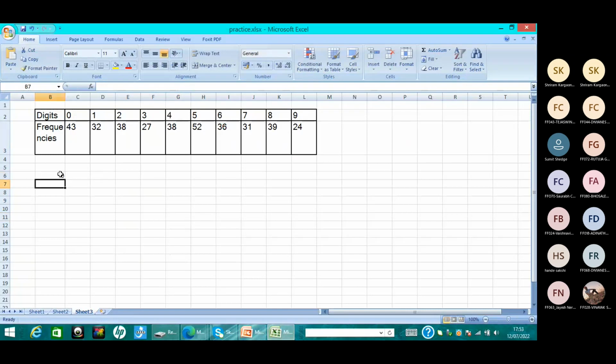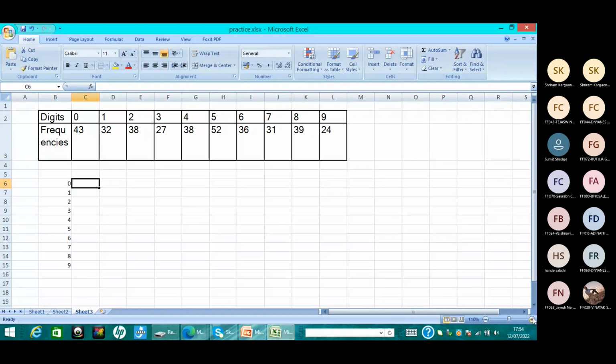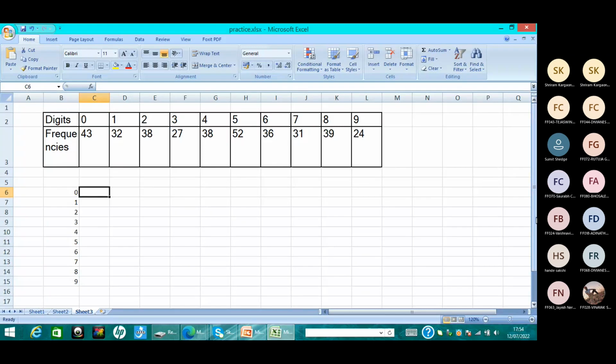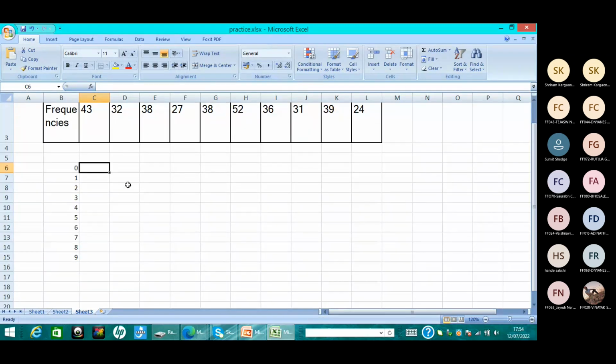So 0, 1, 2, 3, 4, 5, 6, 7, 8, and 9. These are the digits taken. Are you all able to see? Okay, I mentioned the frequency. So this is nothing but the observed frequency OI, and I will write afterwards EI. We will need this one, right? And these are nothing but digits. We have to prepare this table.